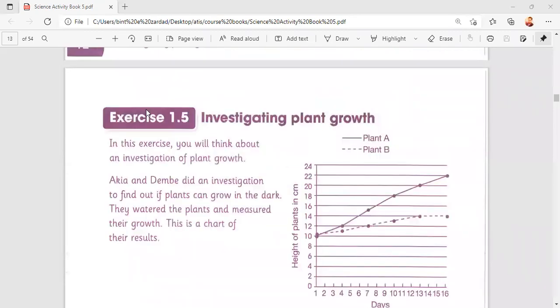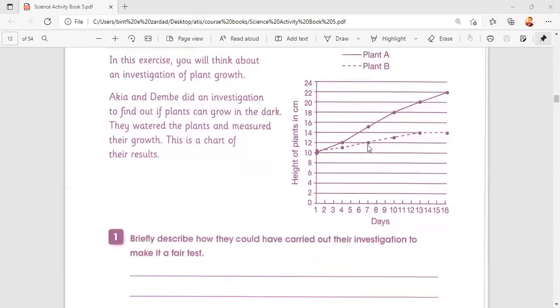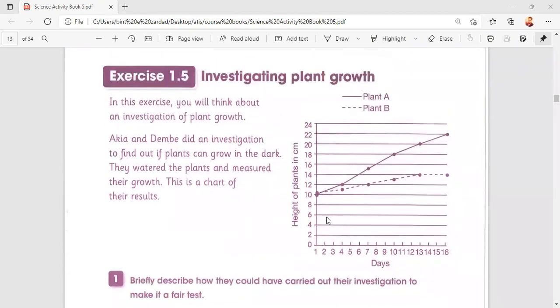Lesson 1.5, investigating plant growth. In this exercise, you will think about an investigation of plant growth. You can see here plant A and plant B. Plant A is shown with a solid line, in this line graph, and plant B with a dotted line. So in this exercise, you will think about an investigation of plant growth.